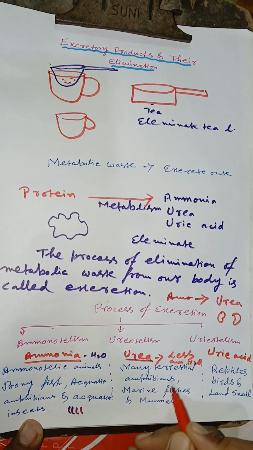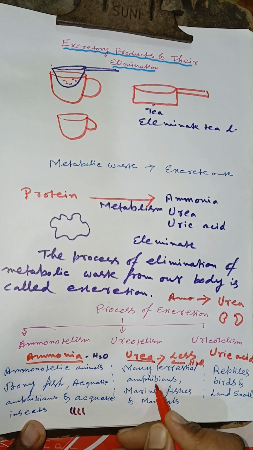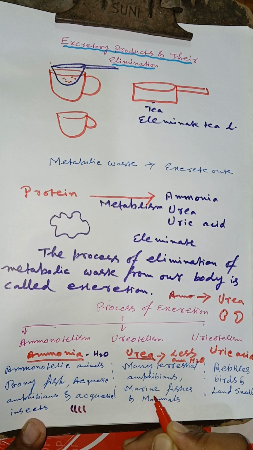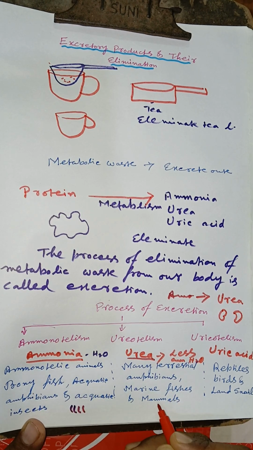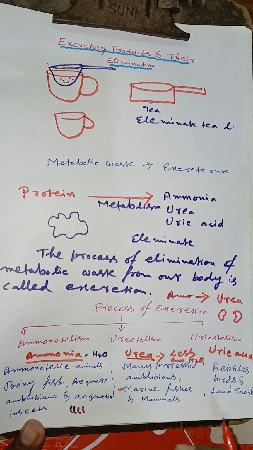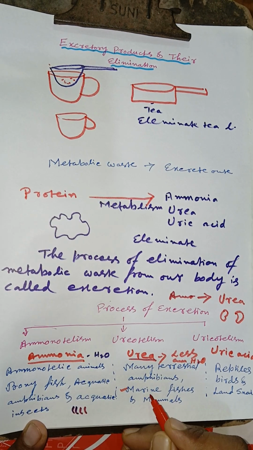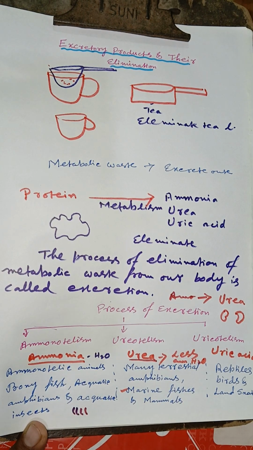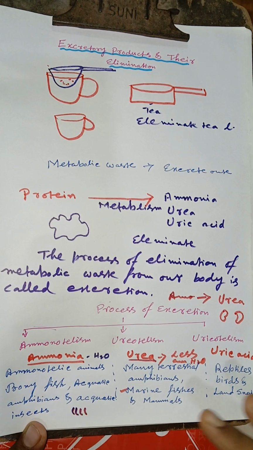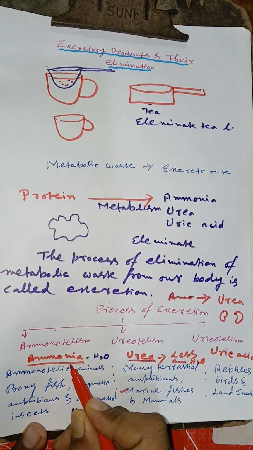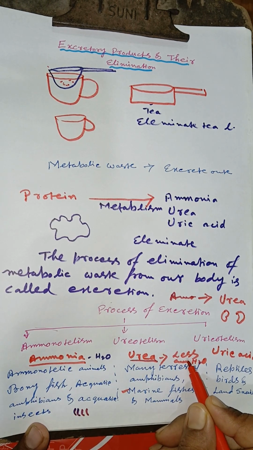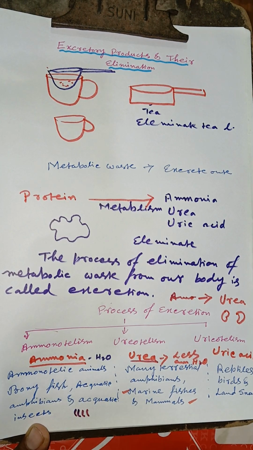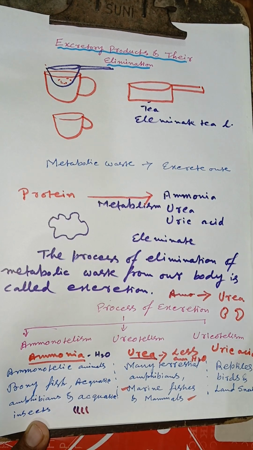Okay. So which organisms are the ureotelic animals? Look, many terrestrial amphibians, meaning amphibians that live on land, and marine fishes and mammals. Students, you may ask why marine fishes excrete urea. I tell you, in the ocean or sea, the water is very salty. It is not usable by these animals. So they change ammonia into urea because they get a smaller amount of water. And mammals excrete urea. They can use the water for a longer time.